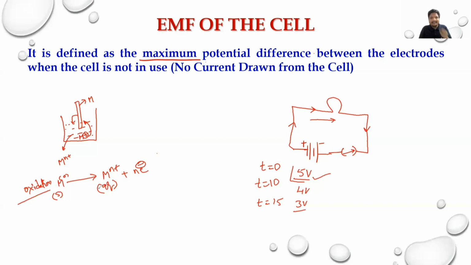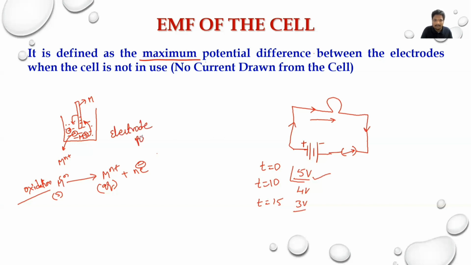Due to the discharge of metal ions from the surface of the metal into the solution, there is an increase in negative charge density on the metal and an increase in positive charge density in the solution. So there is a charge separation between this metal rod and this metal ion solution. Due to this charge separation, there is some potential. That potential is what we call electrode potential.